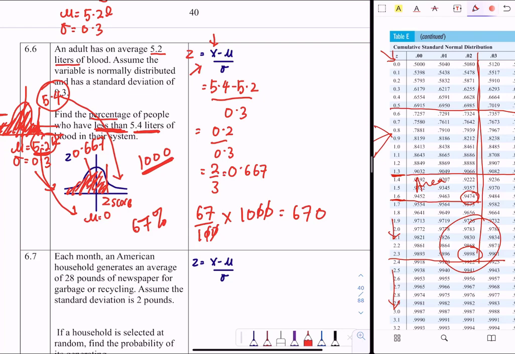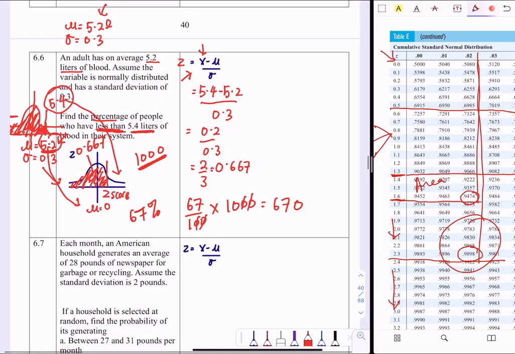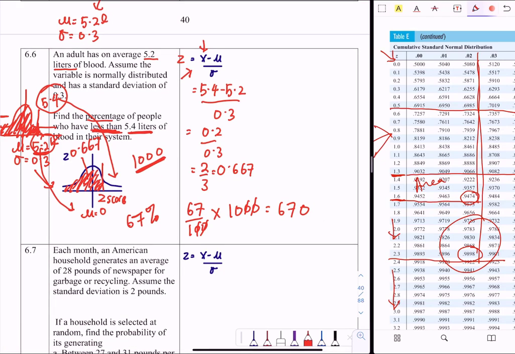So here, we can use the standard normal distribution curve to find the value according to what we want. Now we want to know how many people have blood below 5.4. Hopefully you understand. From the information we have, we need to change to the standard normal distribution curve.